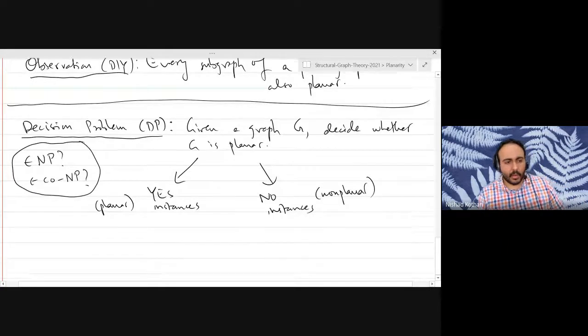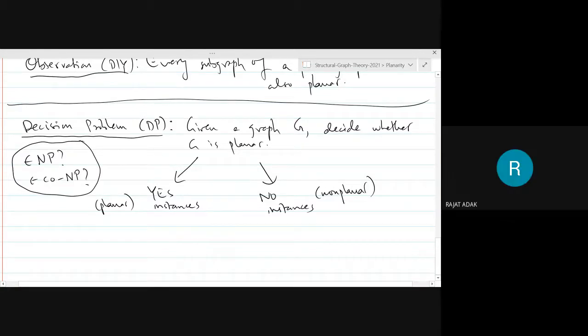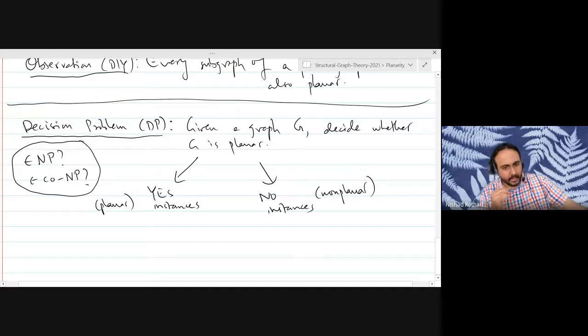So what does it mean to belong to NP? It means that if I give you a planar graph, you should be able to convince your friend easily that the graph is indeed planar. How would you do that? Supposing you have a certain graph and you want to convince your friend that this is a planar graph. How will you do that? Provide a planar embedding of that graph. Exactly. You will just show your friend a planar embedding of the graph. How you find that, it's your problem. That is an algorithmic question.